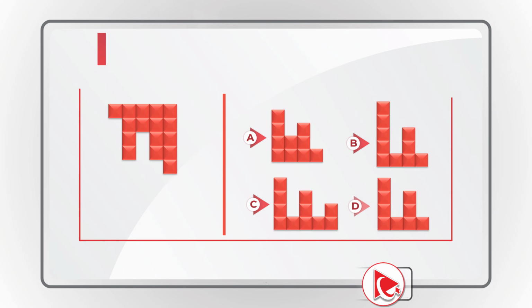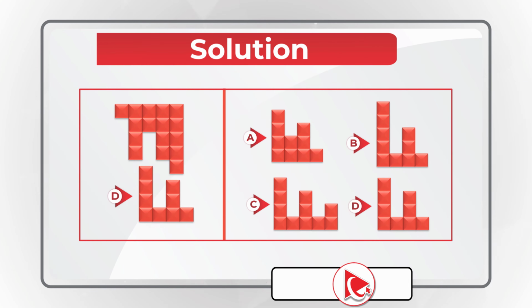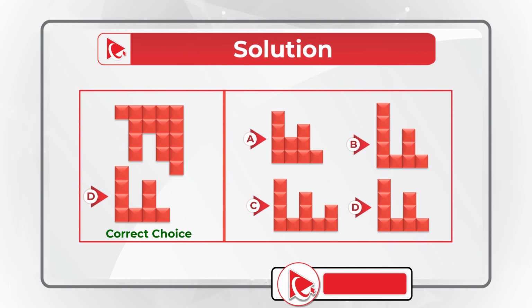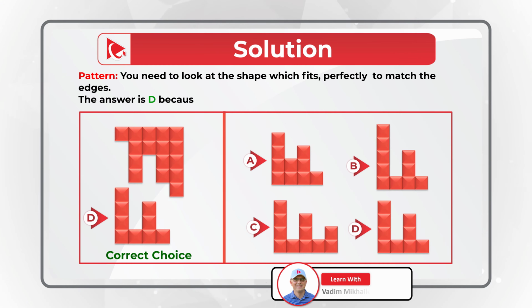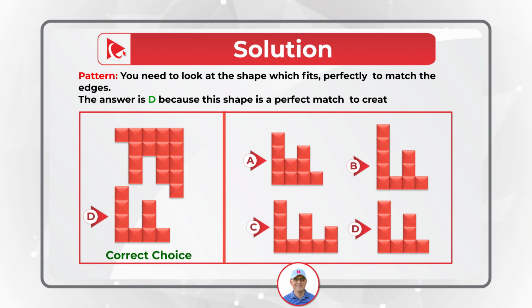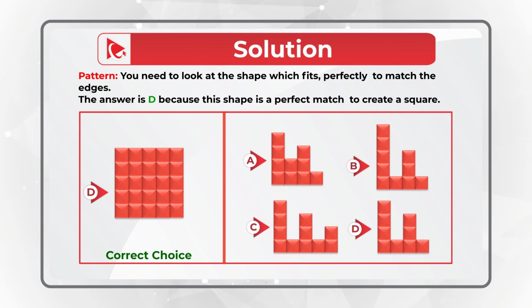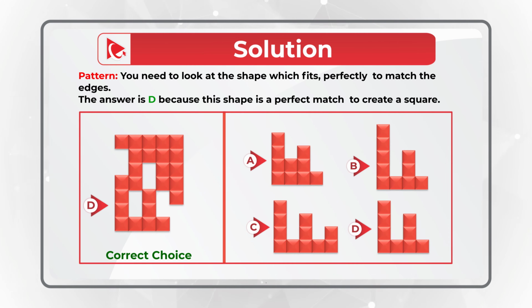As you might have figured out, the correct choice here is choice D. To get to this answer, you need to look at the shape, which fits perfectly to match the edges. Since this is the 5 by 5 square, choice D is the perfect shape, because it matches perfectly to create a full square. Hopefully you've nailed this question on your own and now know how to answer similar problems on the test.